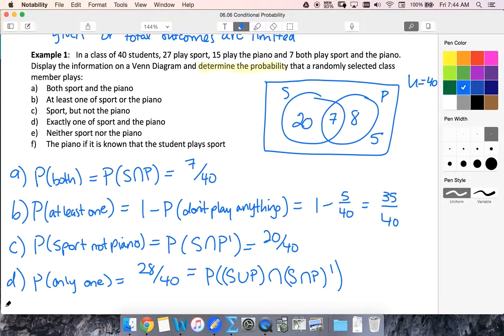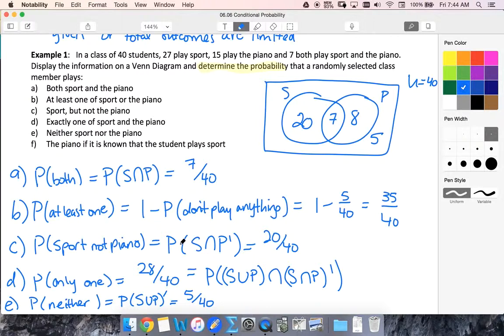Neither sport nor piano. Well, that was these people up here. So probability of neither. In Venn diagram, that's the probability of sport union piano not. So that's 5 out of 40. And now the last one.